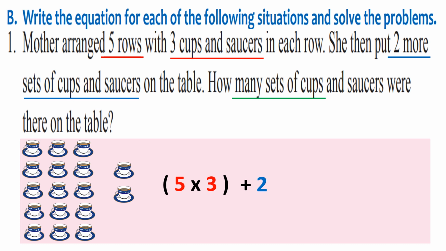Okay, 5 times 3 is 15. Correct, students? 5 times 3 is 15. And then plus 2, the answer is 17. This is the sets of cups and saucers. This is your answer for number 1. Correct, students?